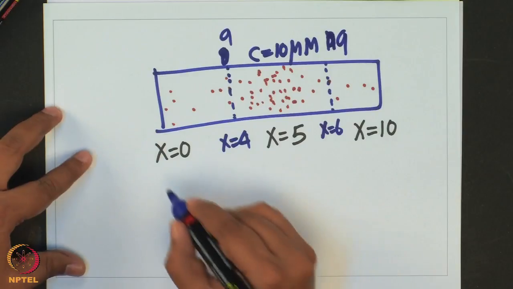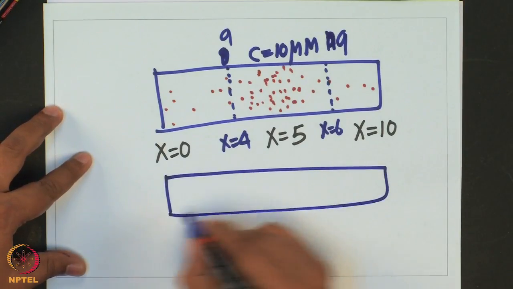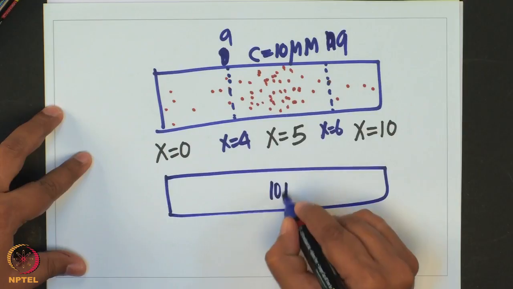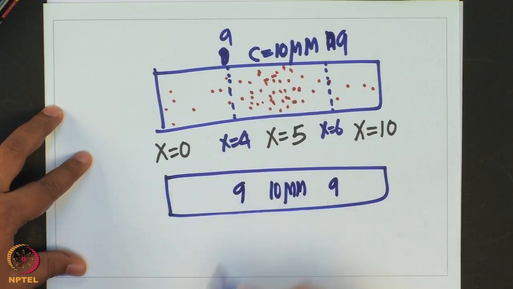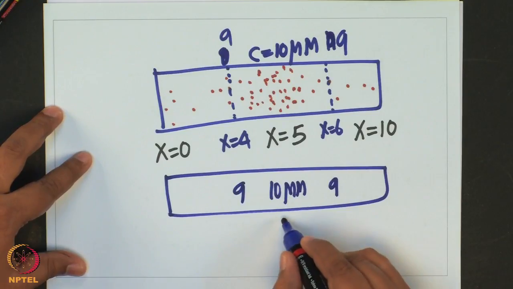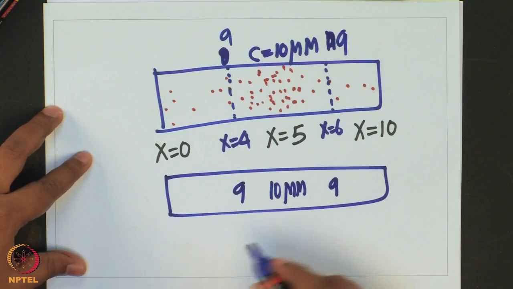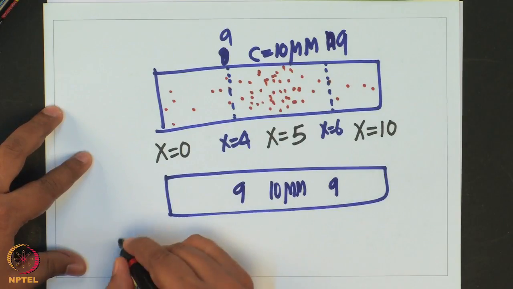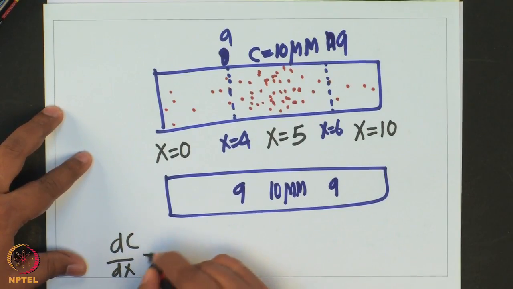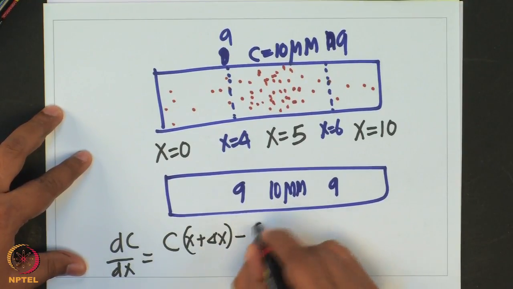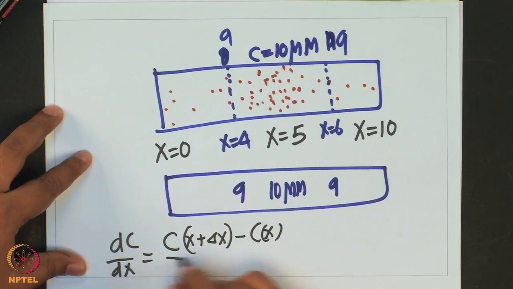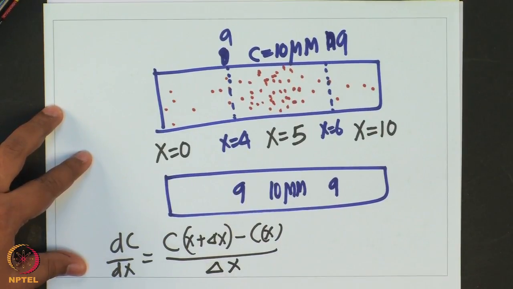The situation is, we have a tube, and here you have 10 micromolar as your concentration. Here you have 9 micromolar as the concentration. Here is also 9 micromolar as the concentration, and this as I go along this x. Now let us compute in this case dC by dx. So dC by dx, what is dC by dx? Which is C at x plus delta x minus C at x divided by delta x.